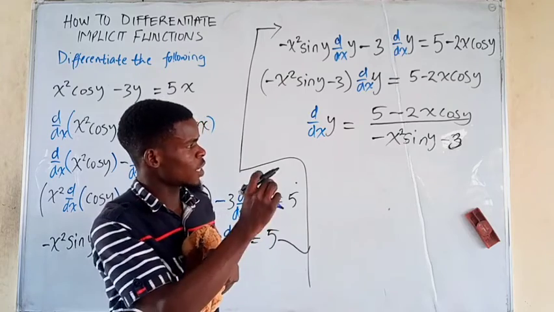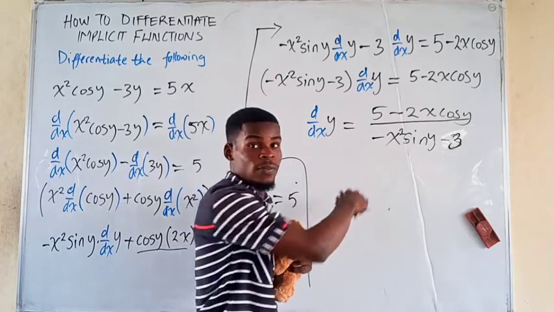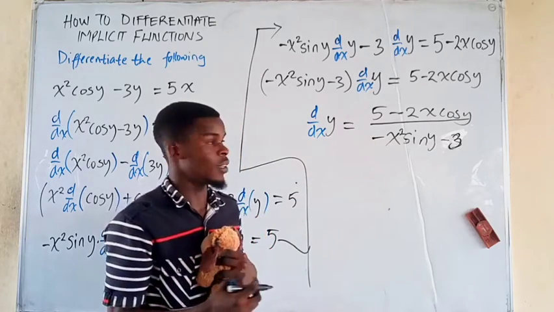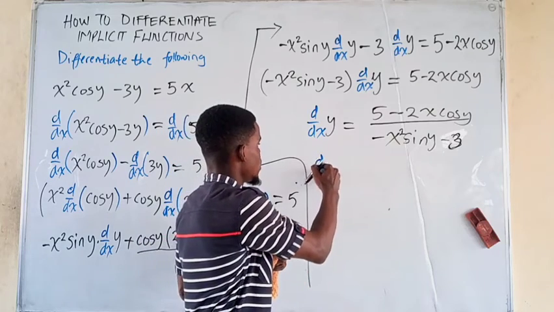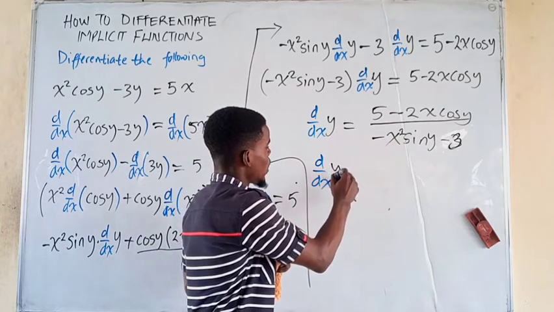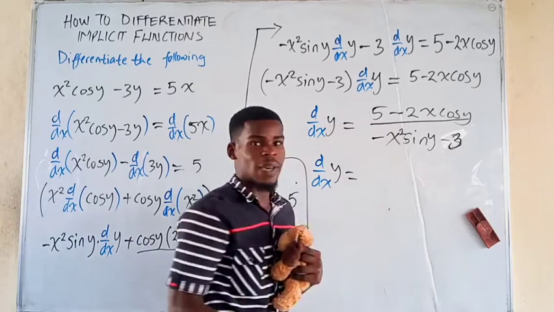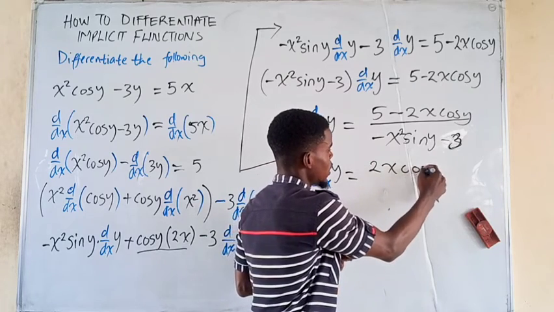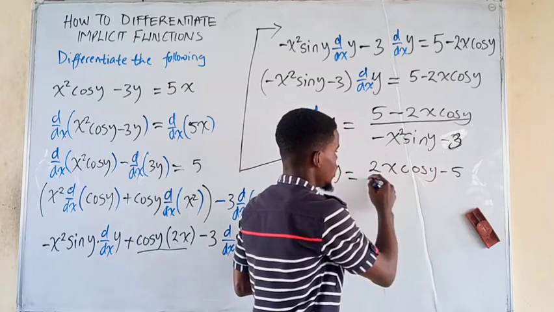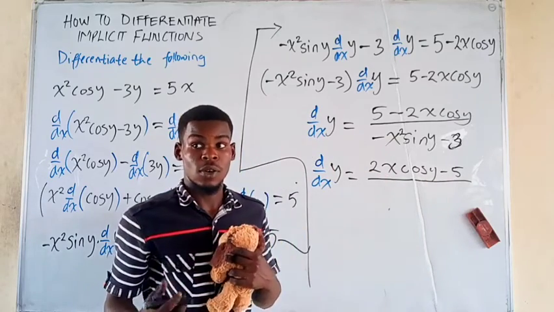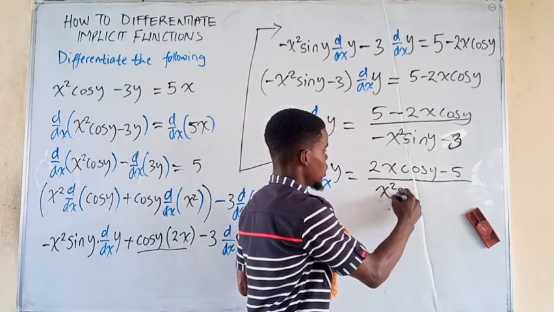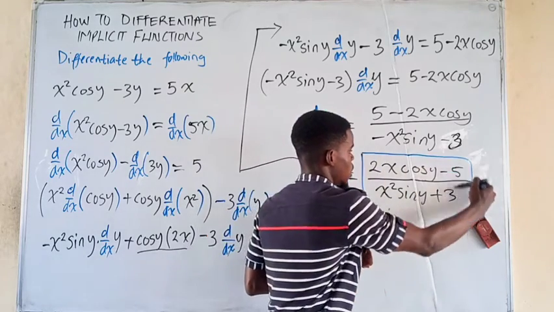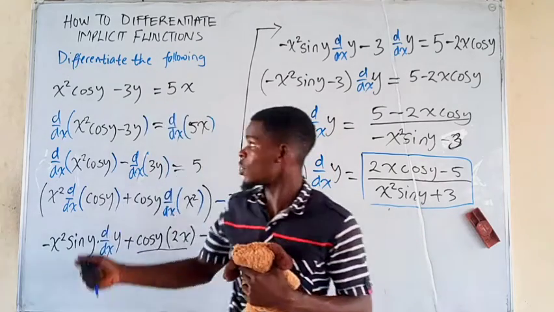Maybe for this fraction, I can do a little thing there. Factor out the negative in the denominator, or I say multiply numerator and denominator by negative 1. We're going to put this down as the derivative with respect to x of y. As you multiply the top by negative 1, you're going to have 2x cosine y minus 5. Then we multiply the denominator also, so we're going to have x squared sine y plus 3. Good. Okay, this right here is the derivative of that function with respect to x.